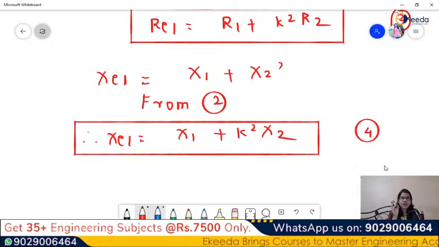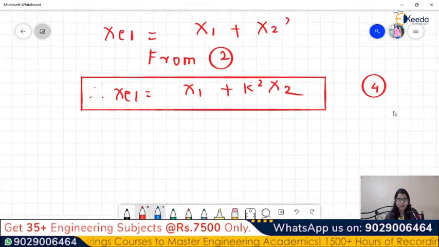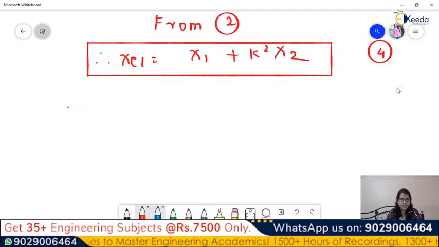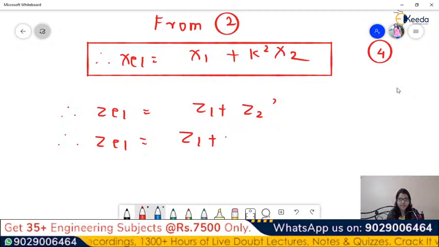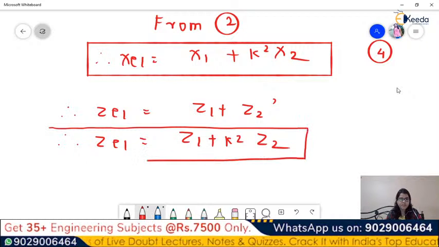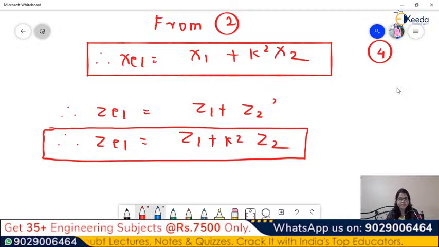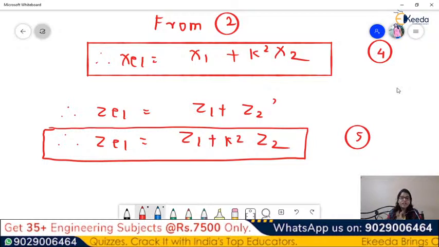Now we know the value of the resistance, we know the value of the reactance. We can easily find the value of the impedance. So how will we find the impedance? Therefore, impedance Ze1 will again be equal to Z1 plus Z2 dash. So again we will get, therefore, Ze1 is equal to Z1 plus K square Z2. This is the formula for your equivalent impedance or effective impedance of the whole transformer but referred to primary side.